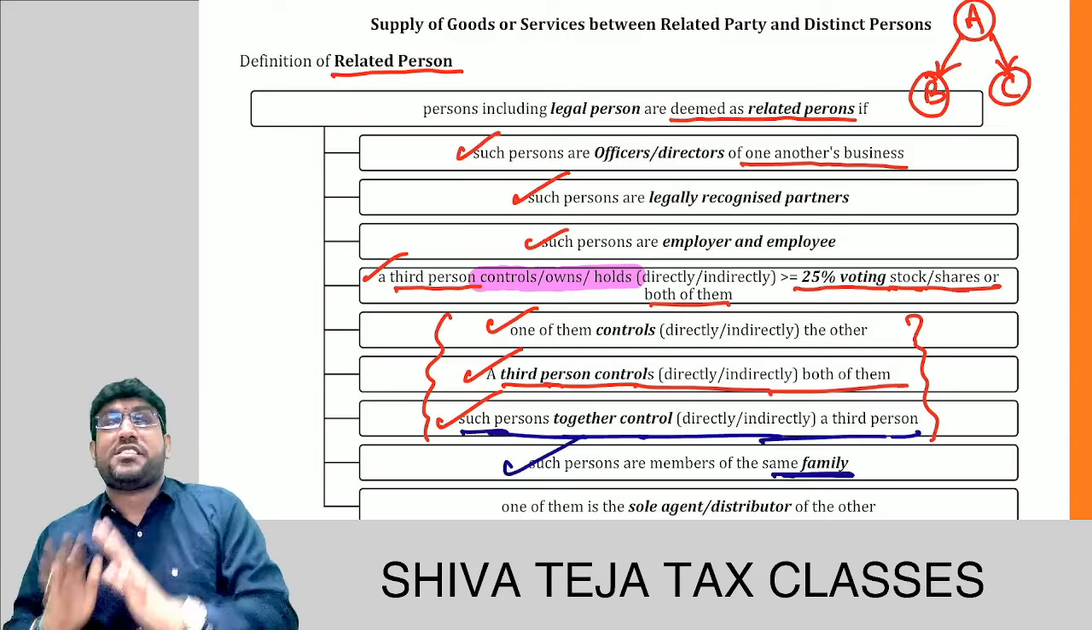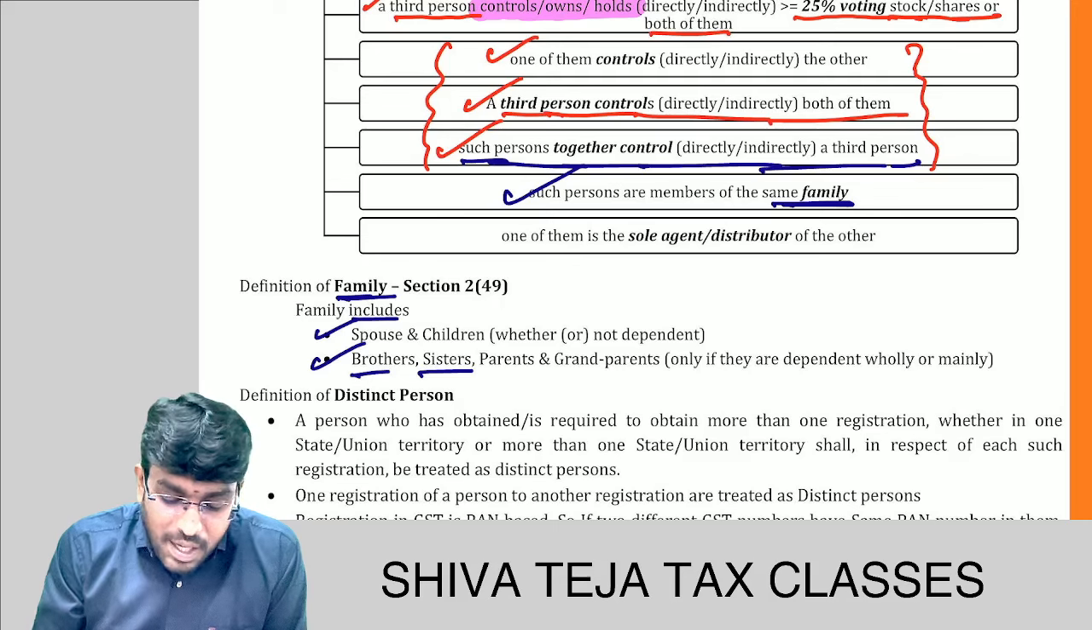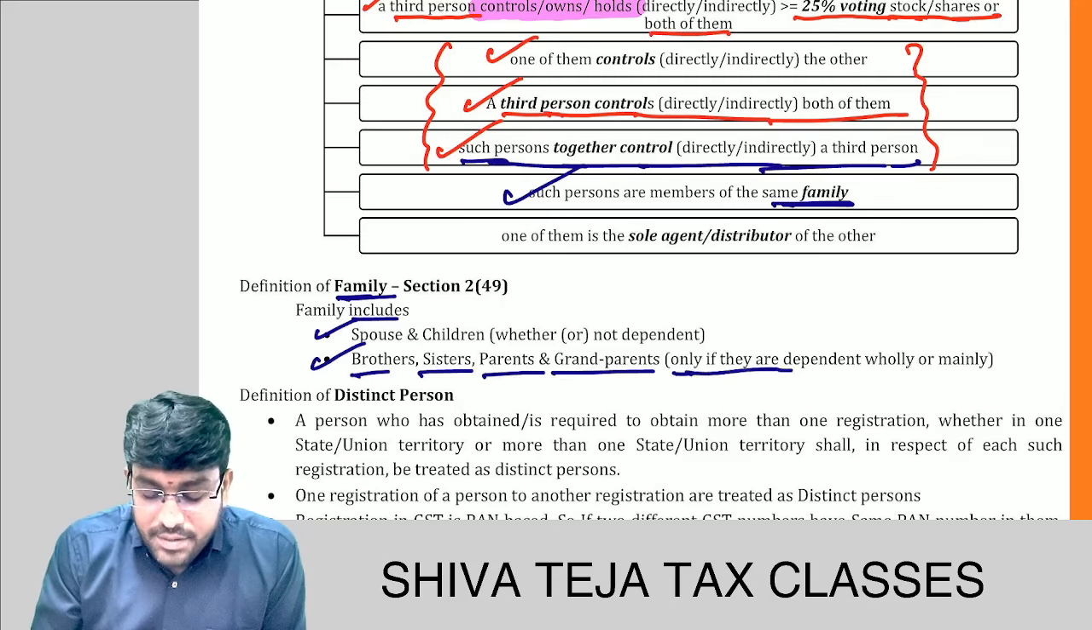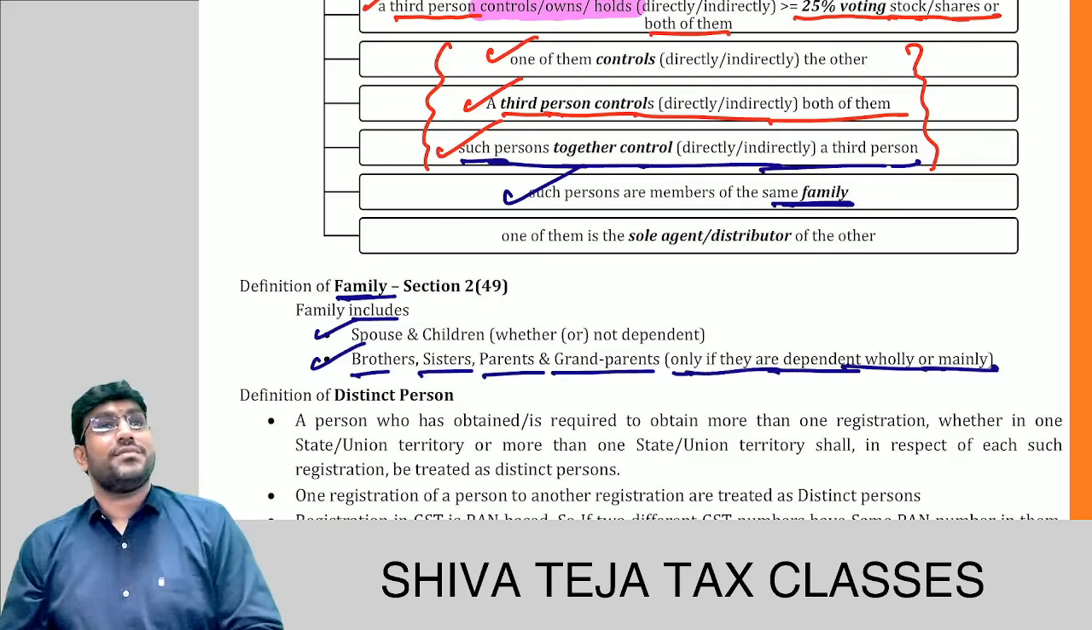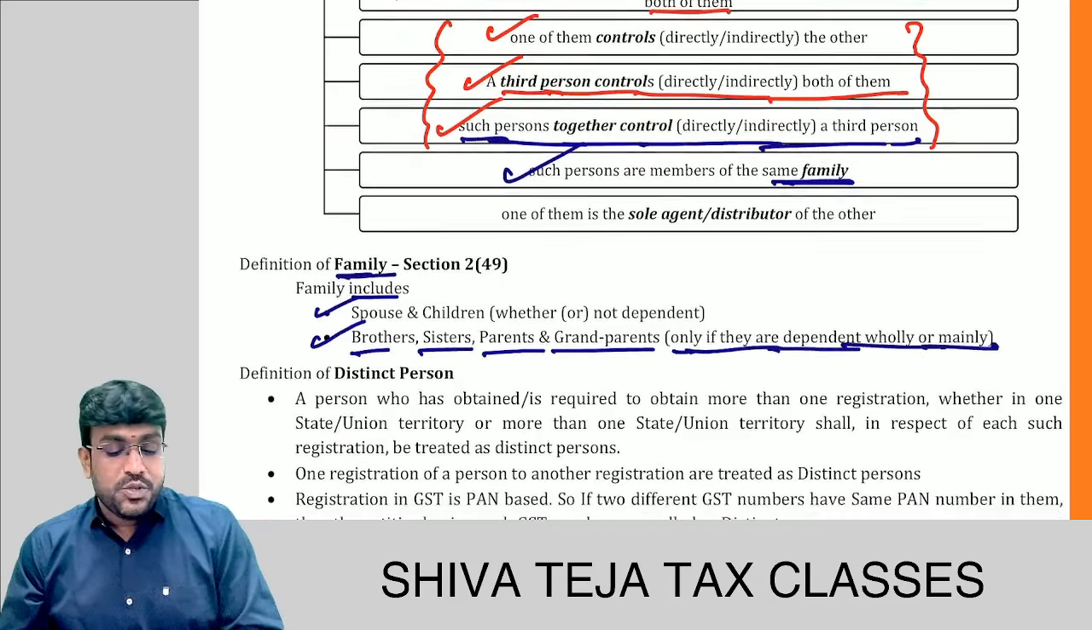What is family? Family includes, number one, spouse and children. For spouse, there is no concept called dependent or not dependent. Next, brothers, sisters, parents, grandparents, only if they are dependent. I hope you understood this line. Everyone, I have a question. Dependent means what? Falling on the person. Financially dependent. Correct?